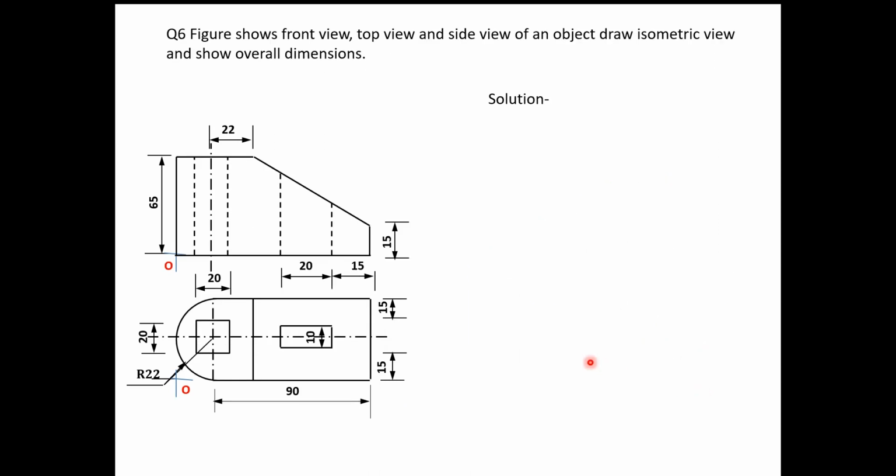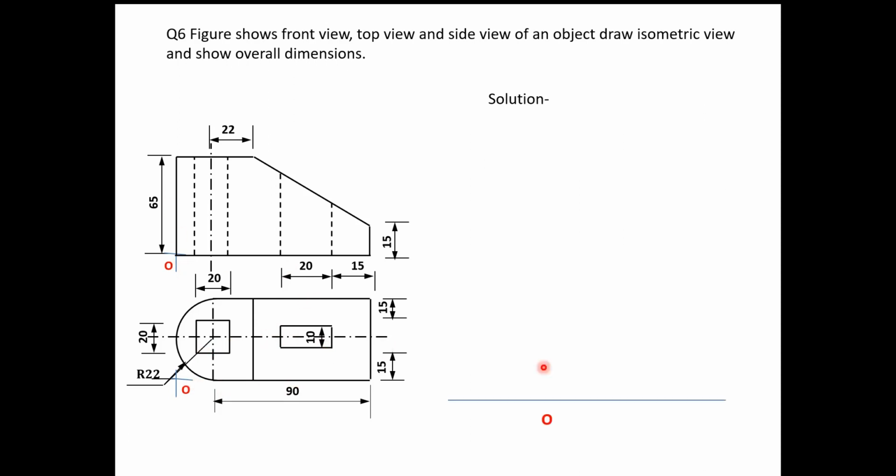The figure shows front view, top view and side view of an object. Draw isometric view and show overall dimension. Here the same question was there previously, but there was a circle. Here it is a square 20 by 20, and there was a rib, here it is an inclined section. Now what is the length from origin? 90 plus 22, 112. Height is 65.